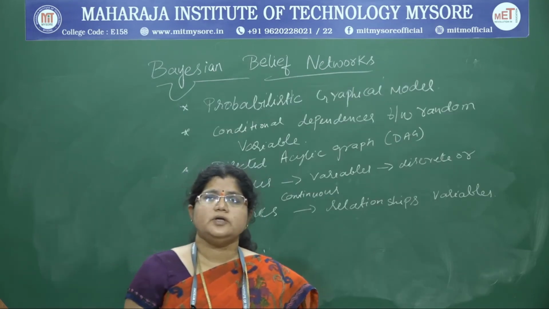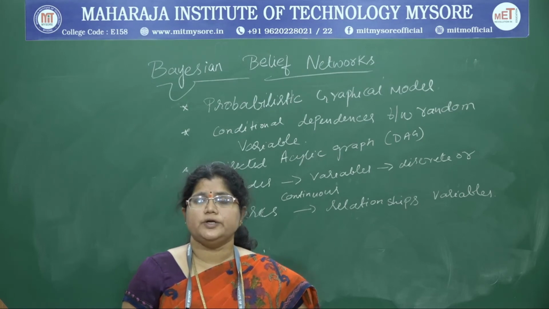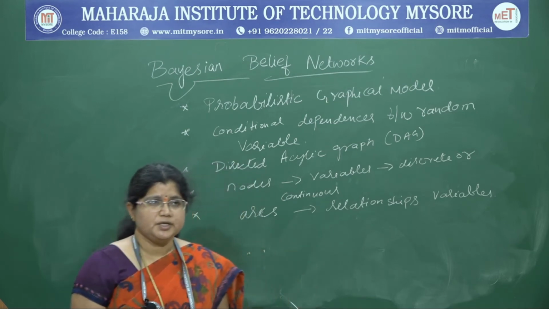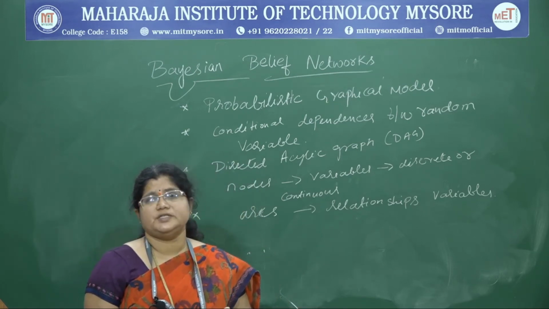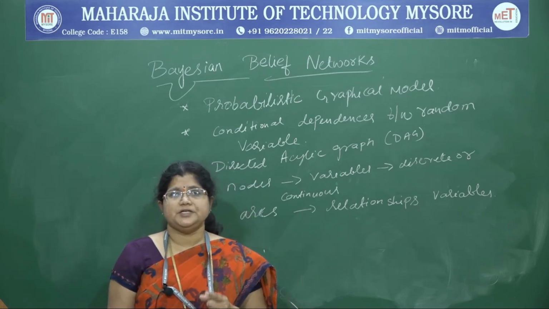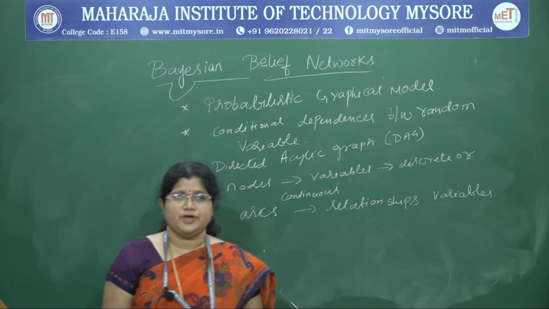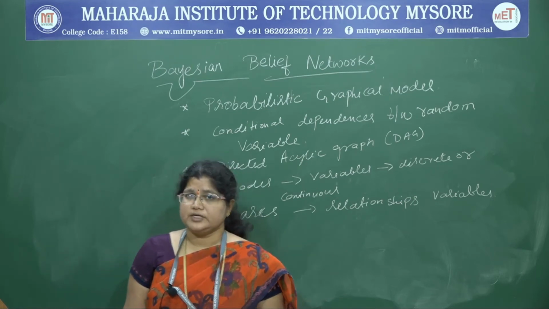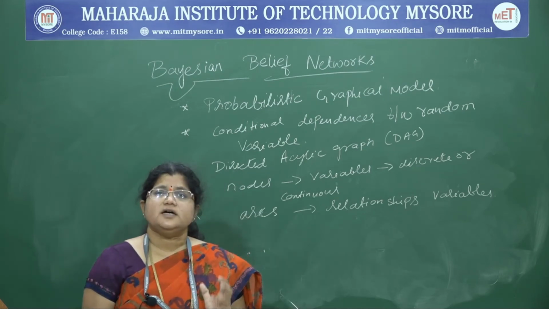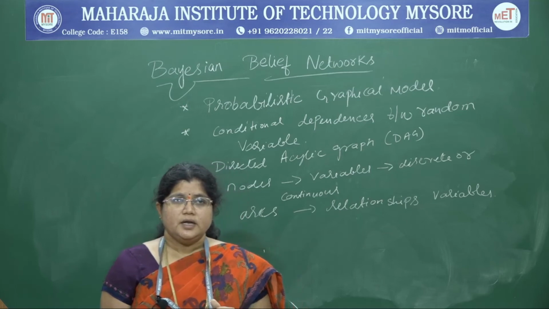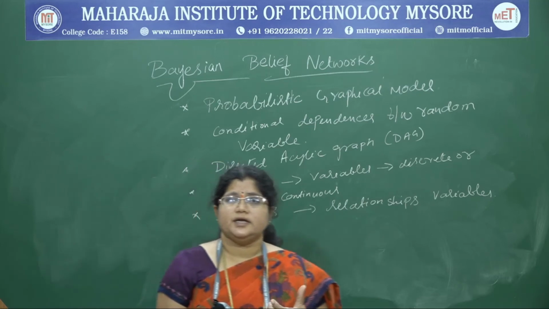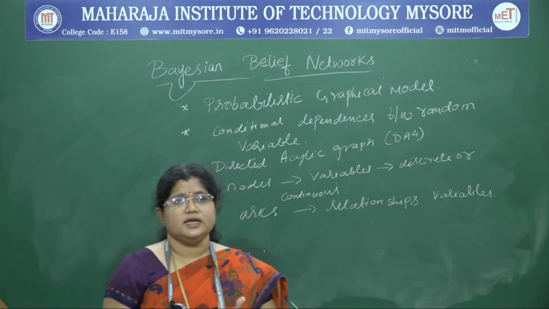Let us look at how the Bayesian belief network is going to be represented. A Bayesian belief network represents in two ways. One is a joint probability distribution for a set of variables, and another is conditional independence. Second is conditional probability. The Bayesian belief network will be represented in the form of a directed acyclic graph.